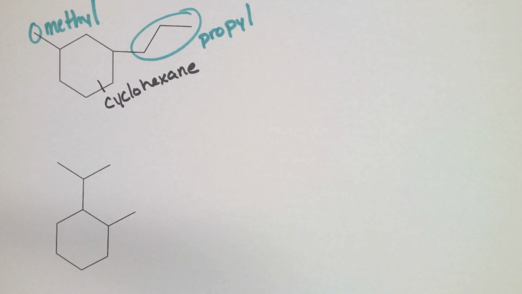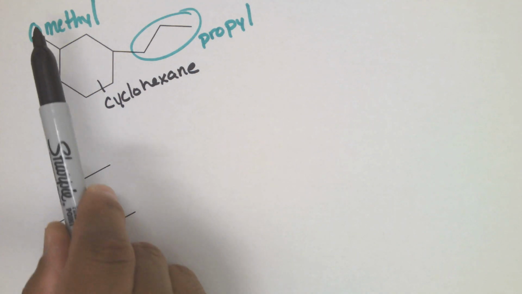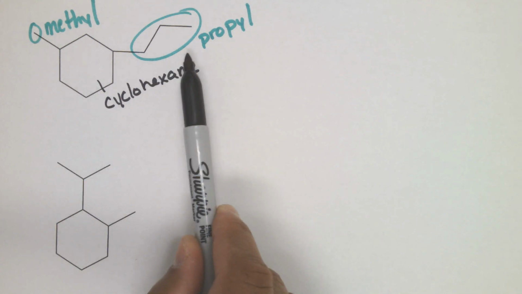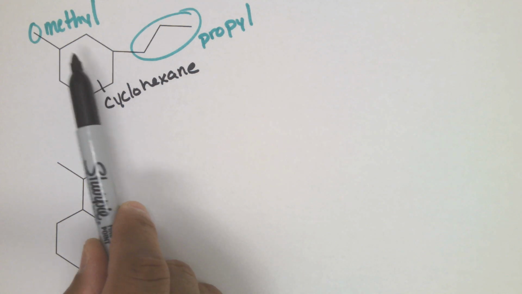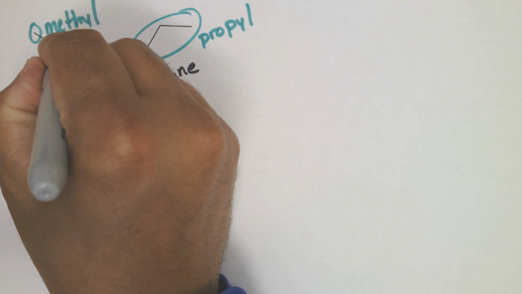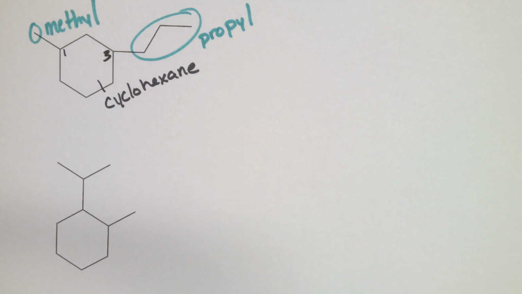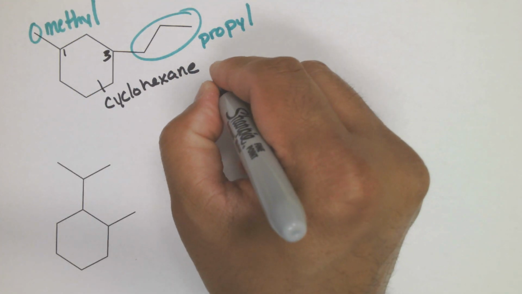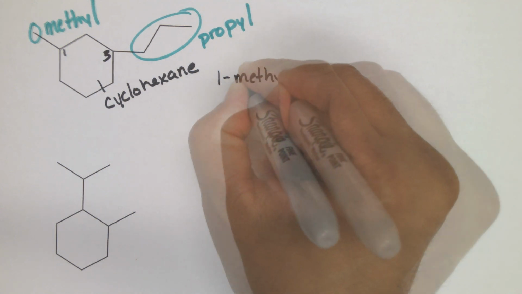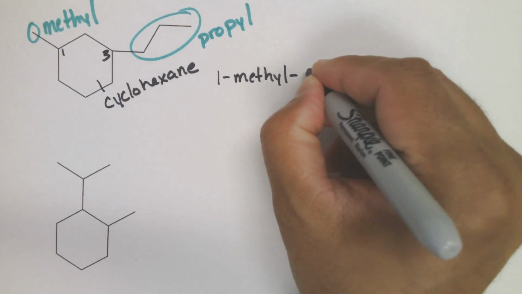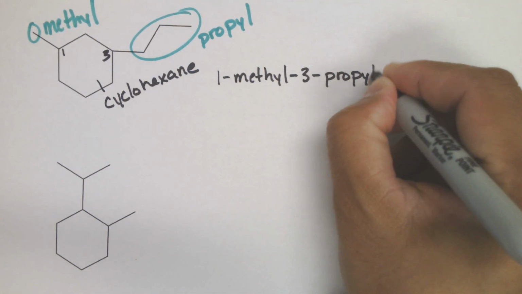In order to break the tie, we'll use the alphabetical order rule. M comes before P in the alphabetical order, therefore we'll number this carbon as number 1 and this carbon as number 3. So the name here is 1-methyl-3-propylcyclohexane.